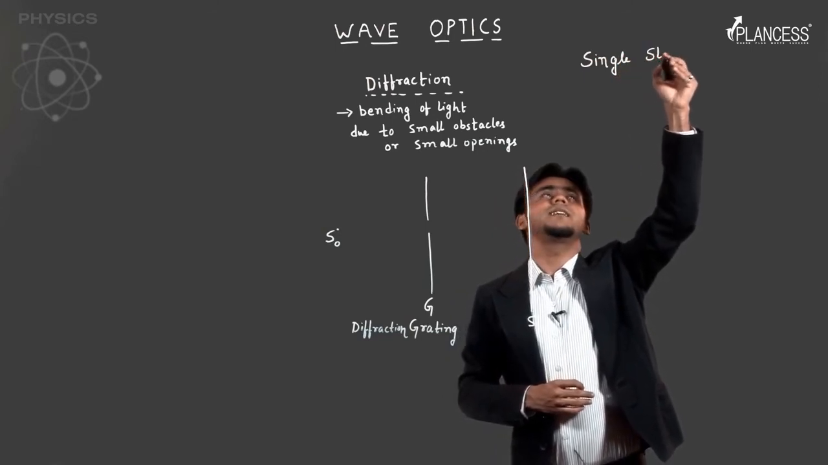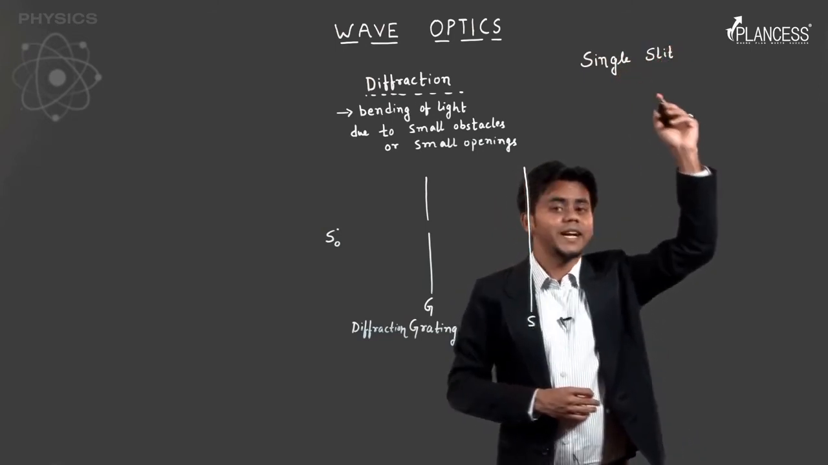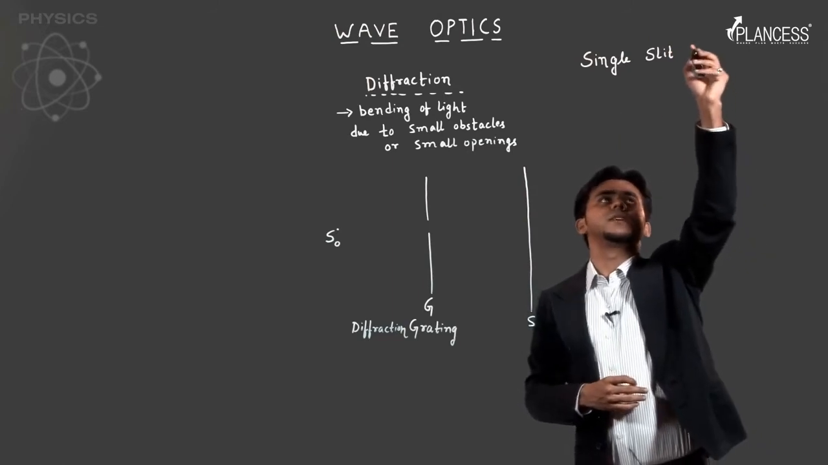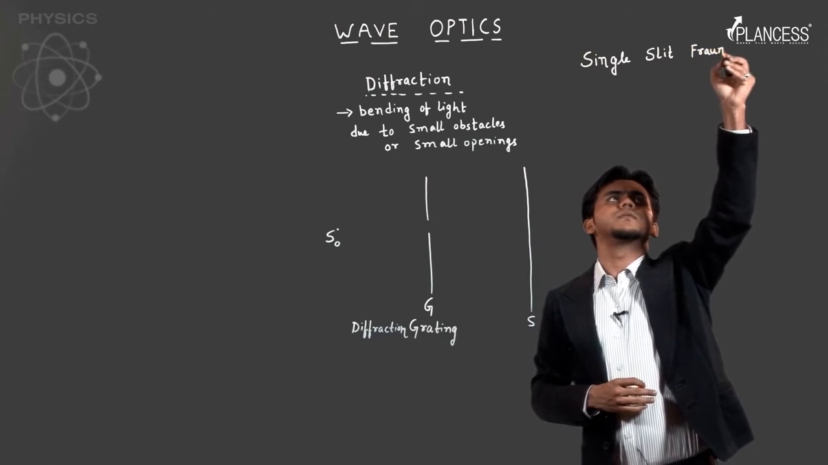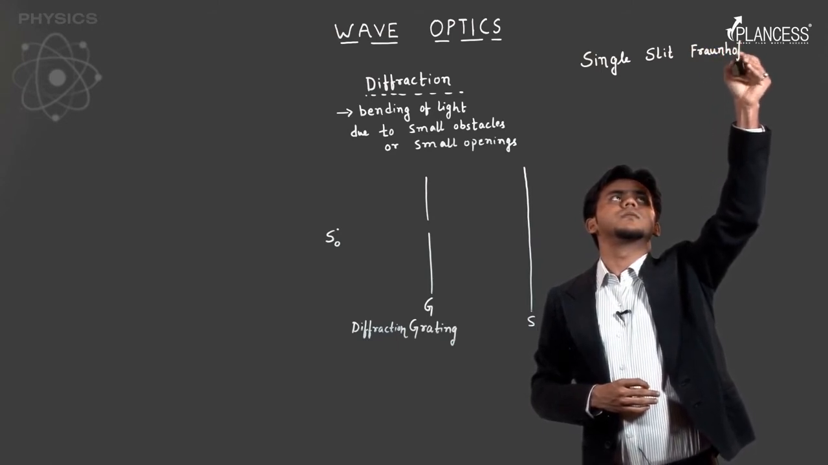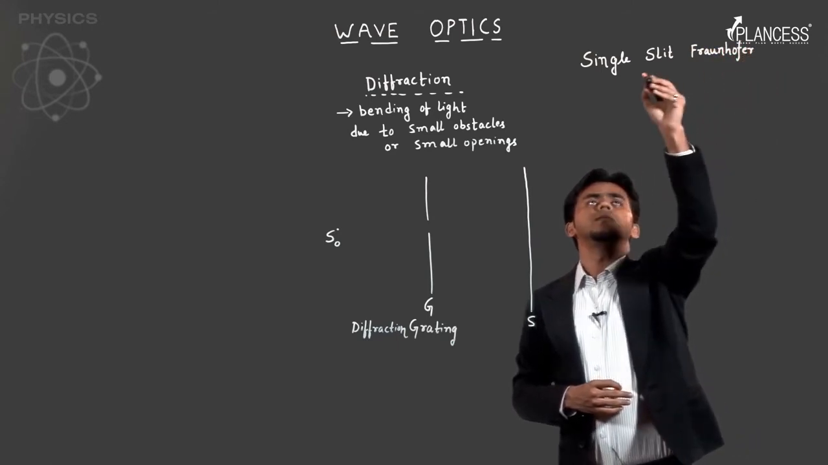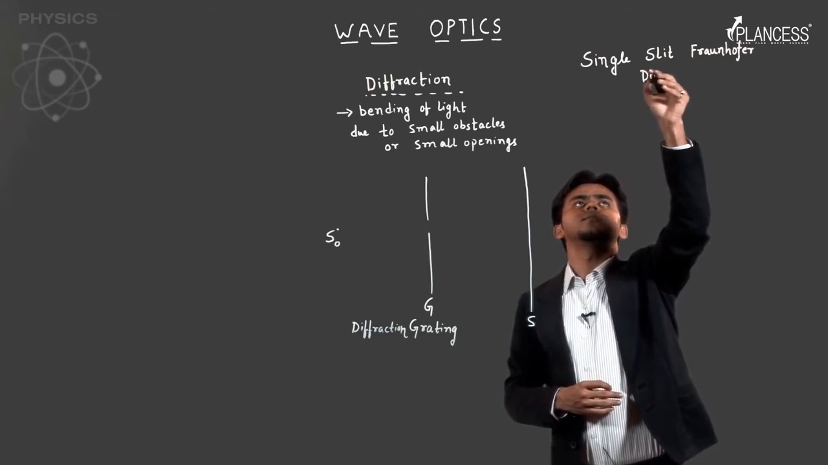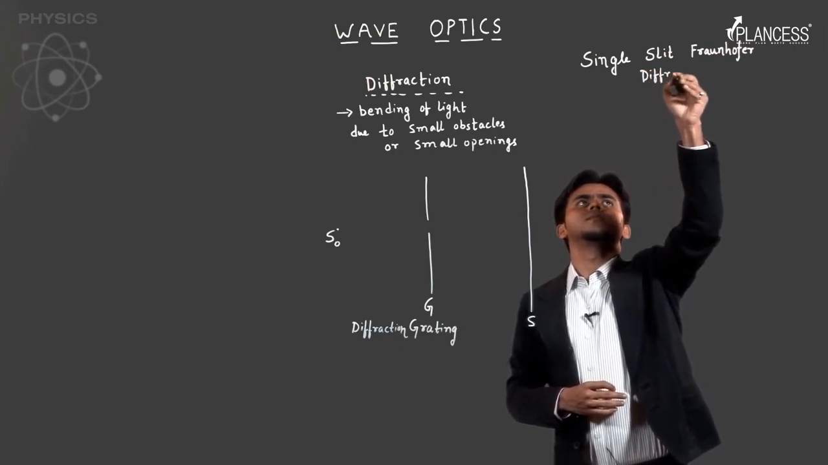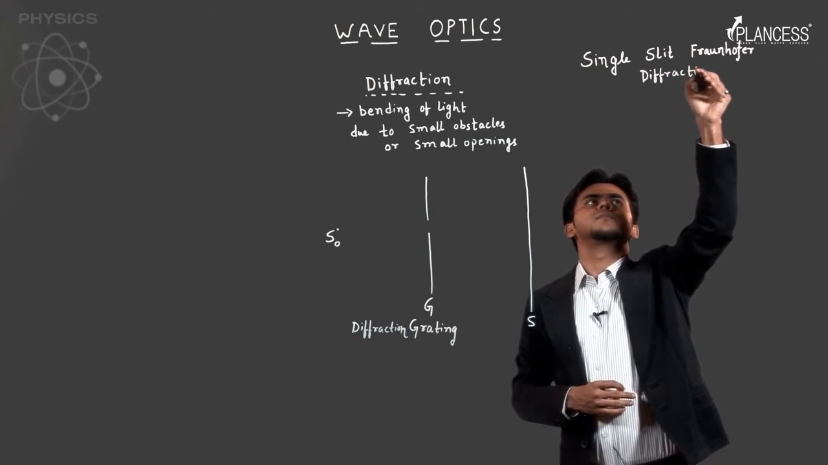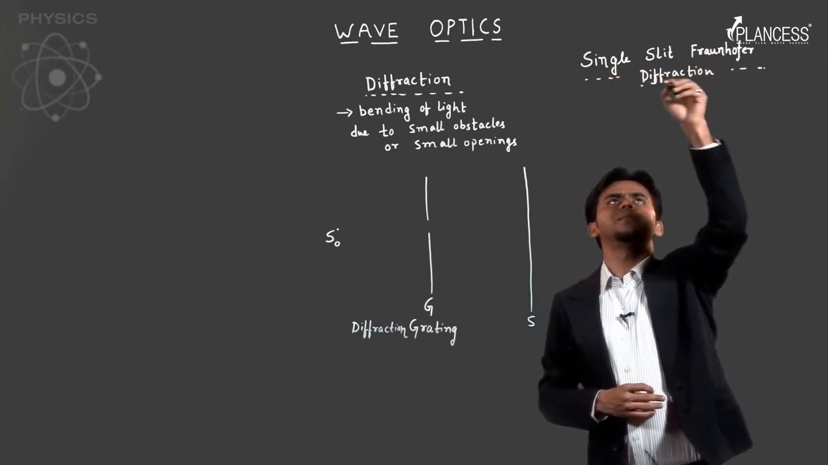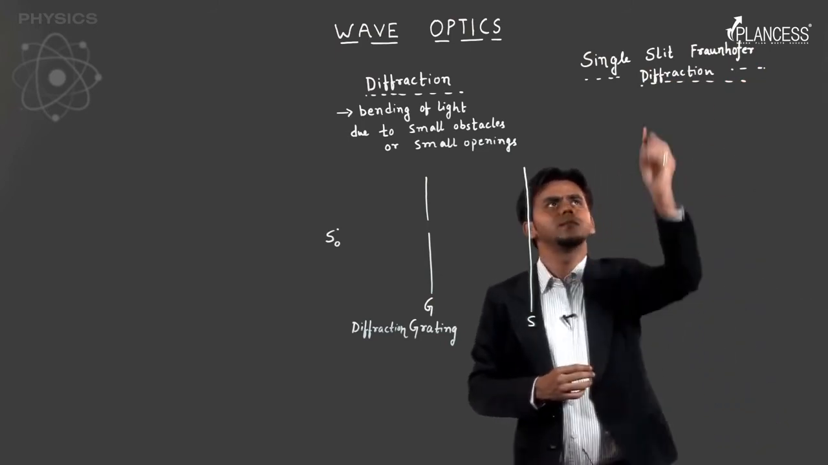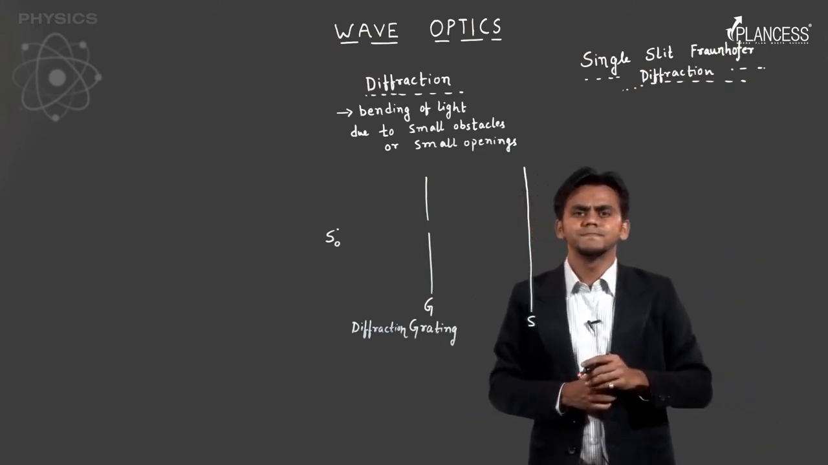See, it's slightly different than your double slit experiment, right? Even the name of it is different. Single slit Fraunhofer diffraction. How does it happen? Very simple and elegant process.